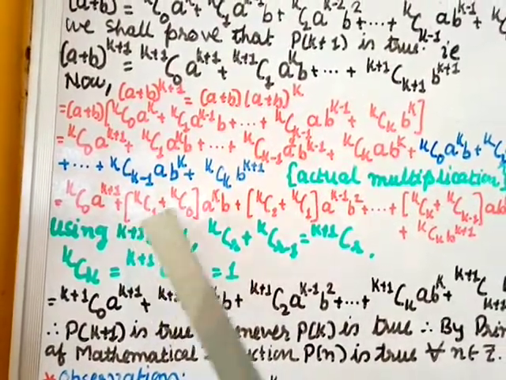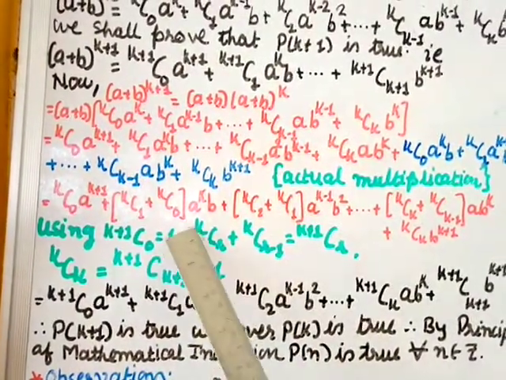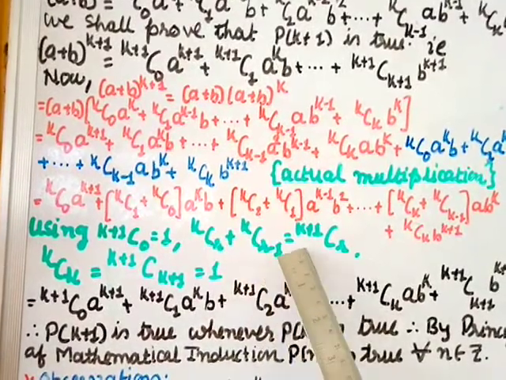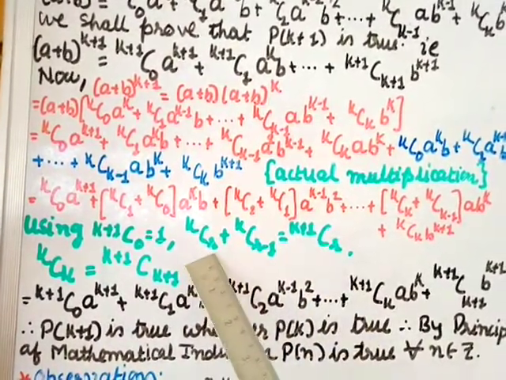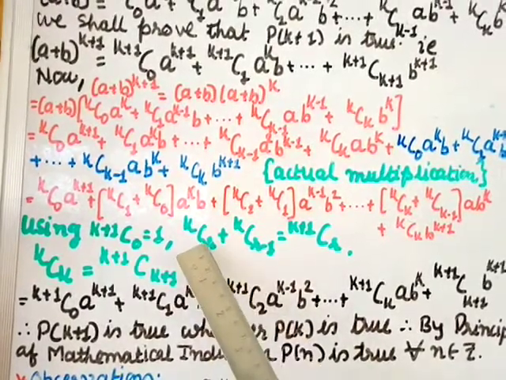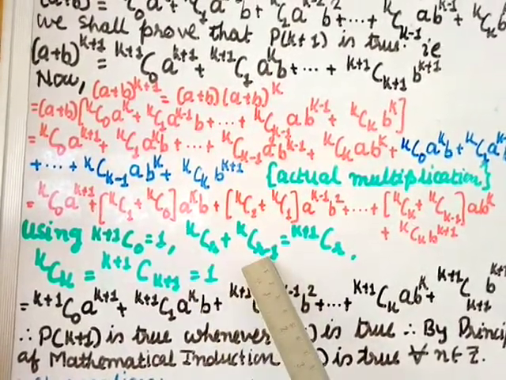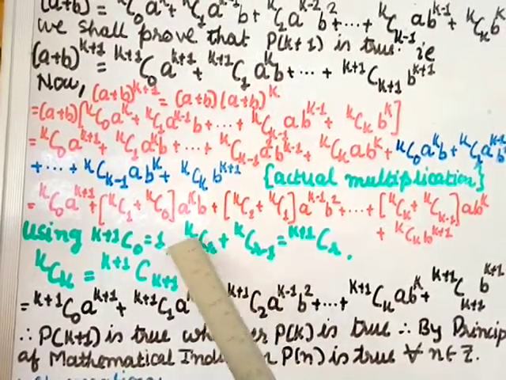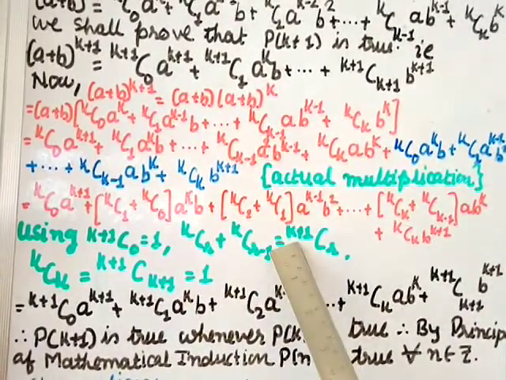Now for these bracket terms I will use the result kcr plus kcr minus 1 equal to k plus 1 cr. Here is r, here is r minus 1. Here is one number and here is 1 decreased by this number. Suppose here 5, then here is 4. And this part is the same, then this will be written as k plus 1 cr.